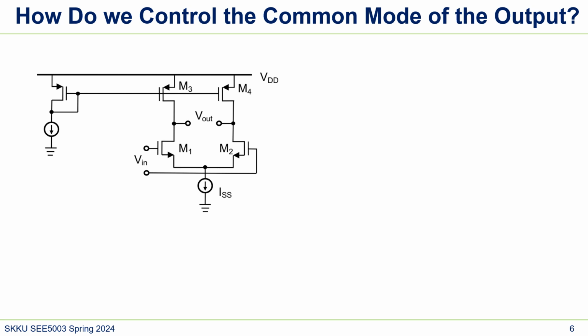Here we need to discuss common mode. This is a very important part, and it is also a difficult, tricky part of the amplifier design. So this is tricky, but important. We want to define the common mode of Vout well.